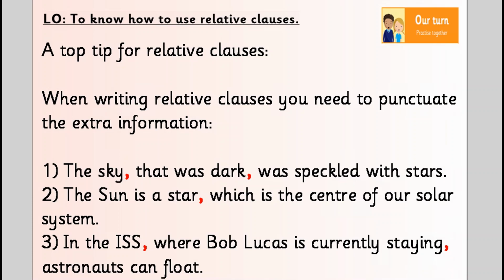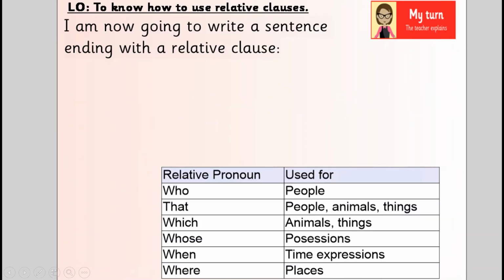Main clause makes sense by itself. Where Bob Lucas is currently staying is additional information, again encased with commas. So remember, that is a really big top tip for relative clauses, so I probably suggest writing that down for me. So I am now going to write a sentence ending with a relative clause.